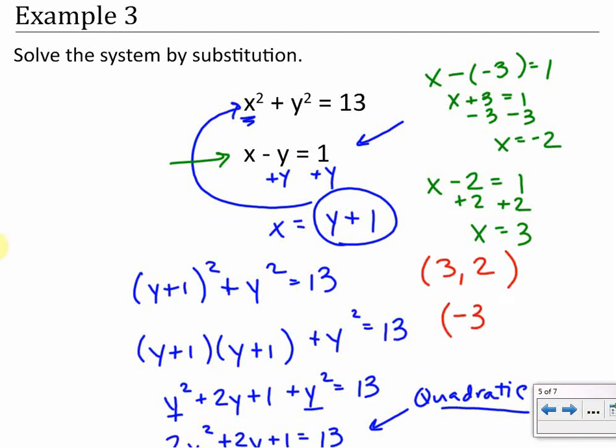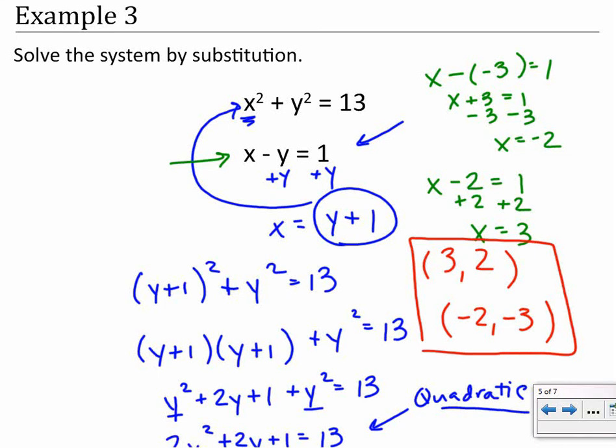Oh, sorry, I did this backwards. Oh, no, I didn't. I was right. Because x is 3, y is 2, and then for my second ordered pair, my x was -2 and my y was -3. So these are the two solutions to that system of equations.